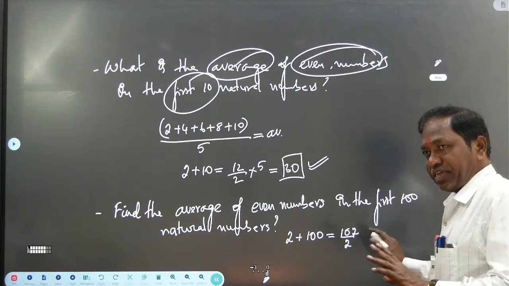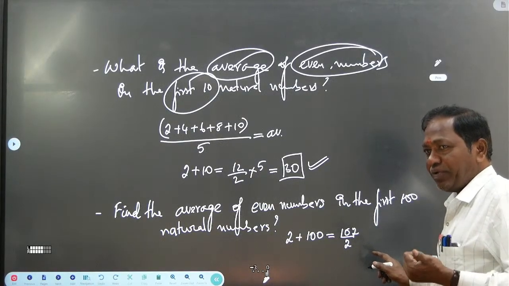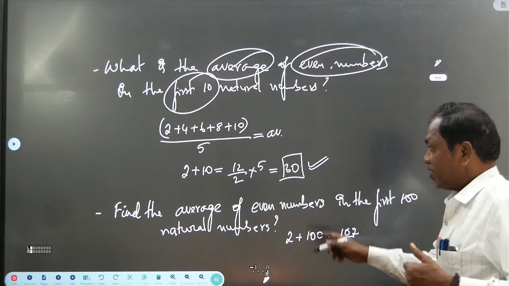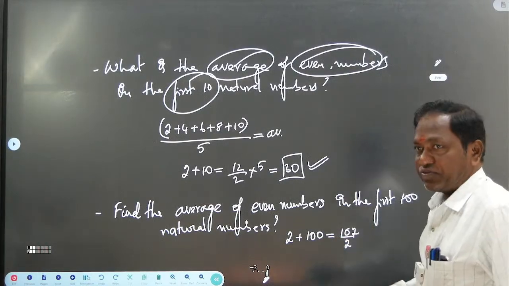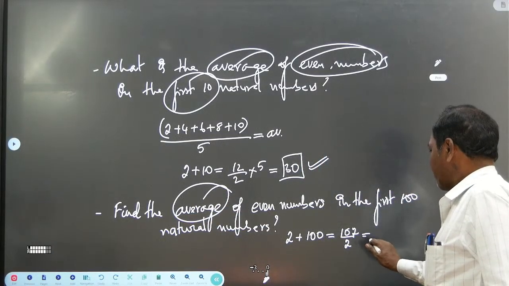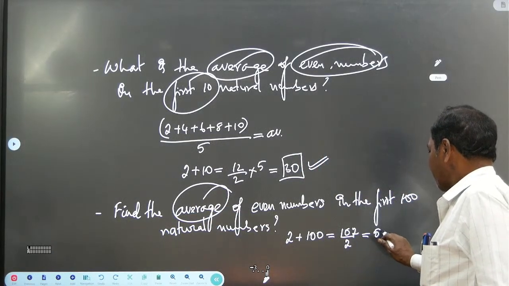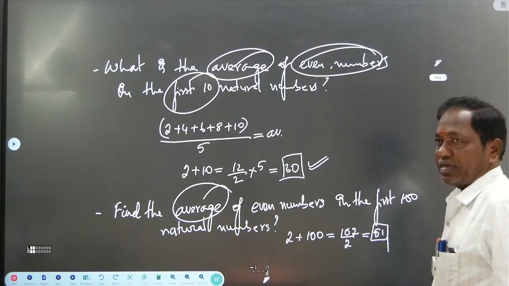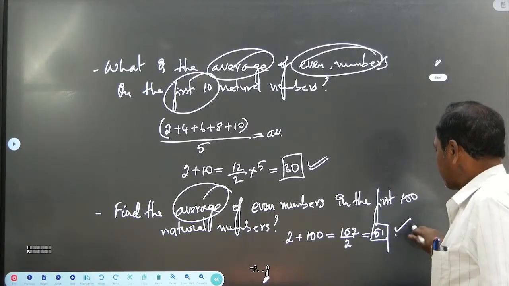So if you do this, what happens? Your result will be the average. But okay, only the average we wanted to know. You can simplify now. Yes, equals to what? 51. It's like that. So that is the thing.